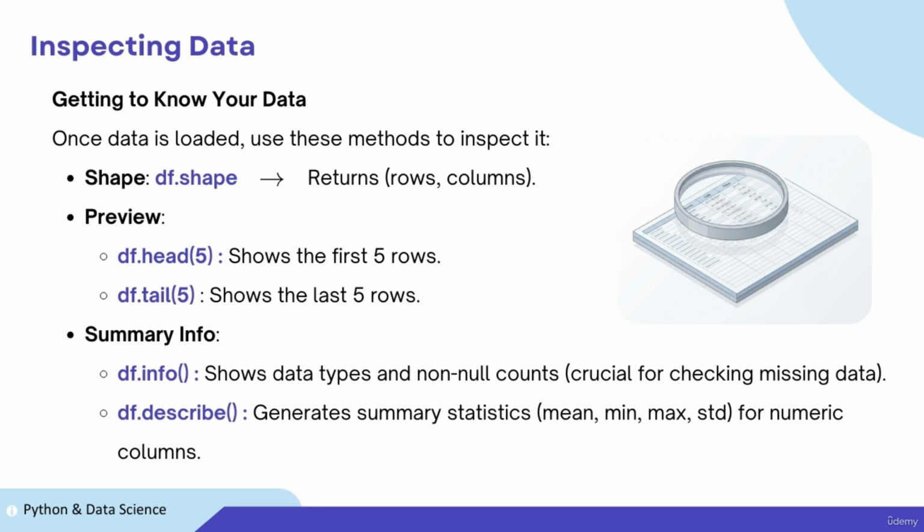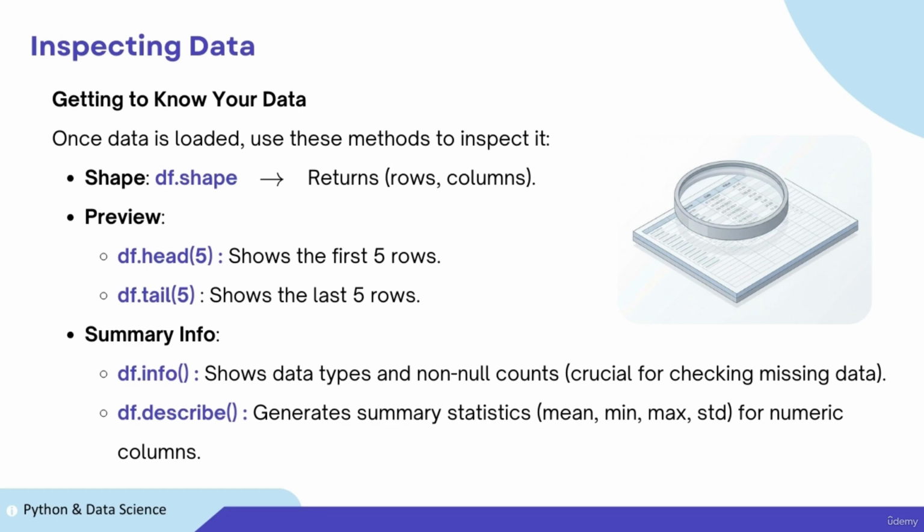Next, preview the content. Use df.head to see the first 5 rows or df.tail to see the last 5 rows. This helps you verify the data looks like what you expected. For a deeper technical check, use df.info().